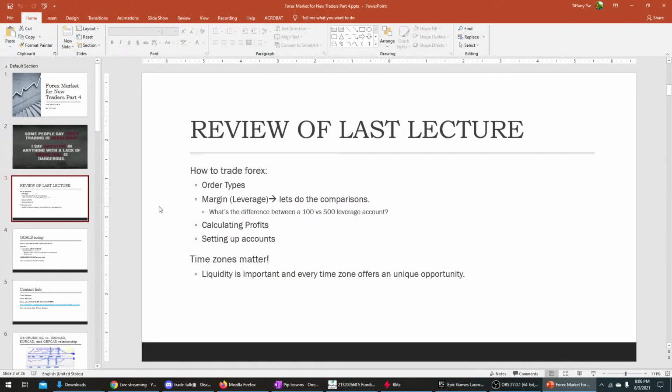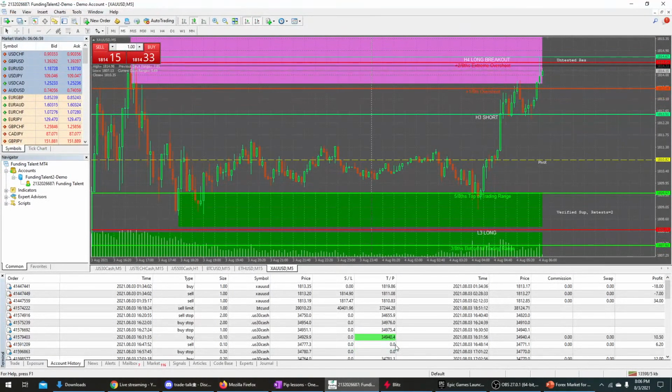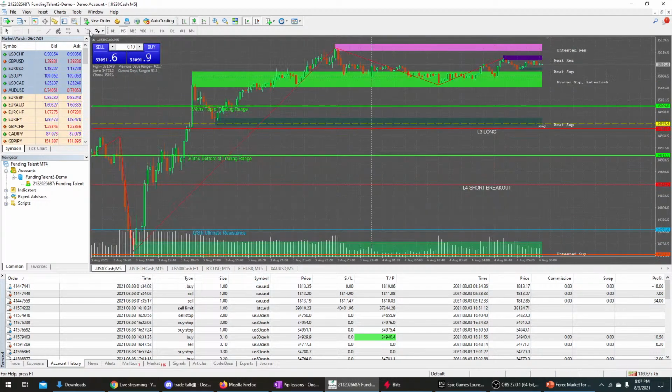Okay. So last lecture, I just want to go over what we did. We did order types and margin and leverage. We did the difference between a $100 and a $500 leverage account. So I'm just going to review real quick the difference between a $100 and $500 account. This funding talent account is a real account that I am trying to get funded. So you have to get more pip size. Let's say you're trading US 30. You really need to figure out the size.